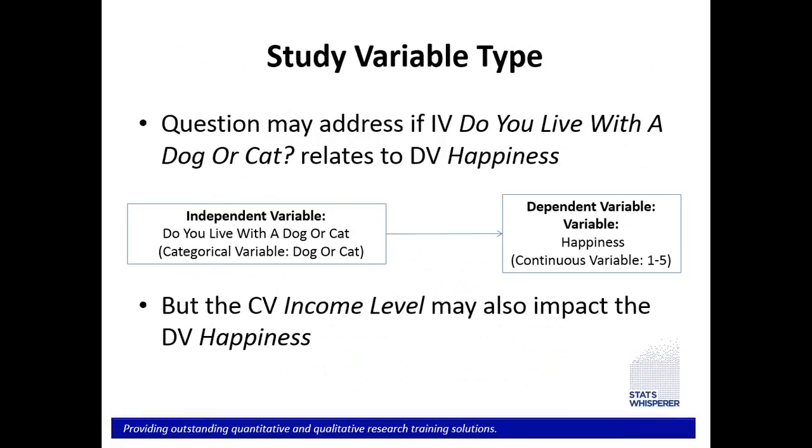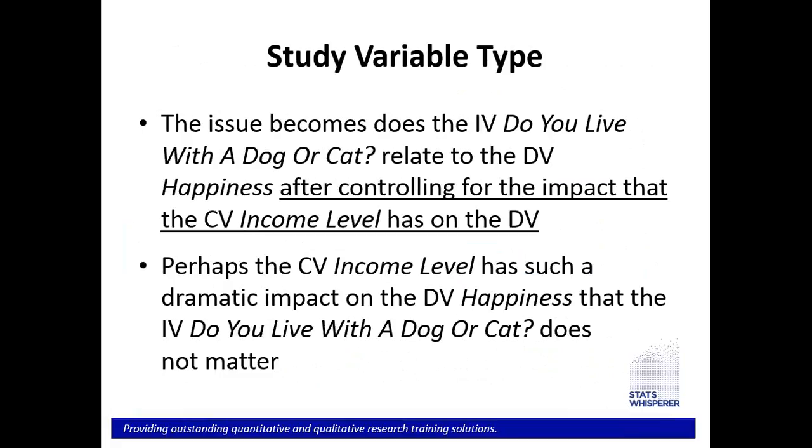So our study question is whether the independent variable, do you live with a dog or a cat, relates to happiness. That's expressed in the box on the left, independent variable, with the arrow going to the dependent variable. How does the independent variable impact the dependent variable? But the covariate variable income level may also impact happiness. So how can we figure that into our formula? Our issue becomes whether living with a dog or a cat relates to happiness after controlling for the impact of income level, the covariate variable.